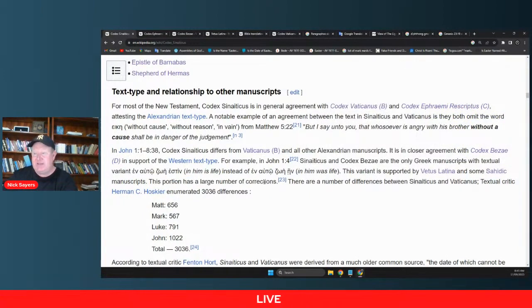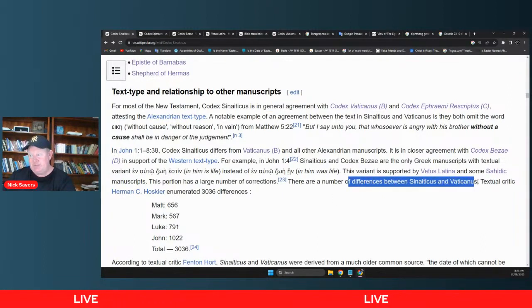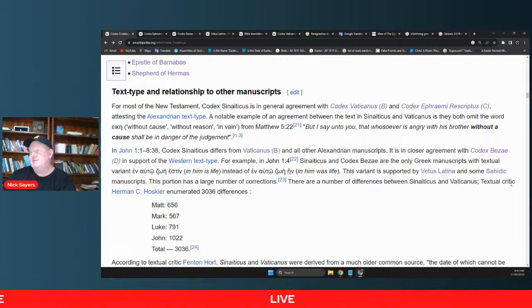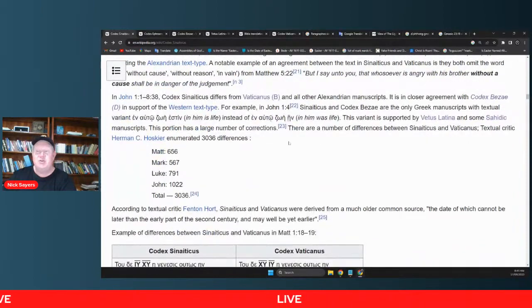This portion has a large number of corrections. There are a number of differences between Sinaiticus and Vaticanus. So here we are, it's in general agreement, but then there's a number of differences, okay? So textual critic Hermann C. Hoskier enumerated 3,036 differences. So who was Hermann Hoskier?